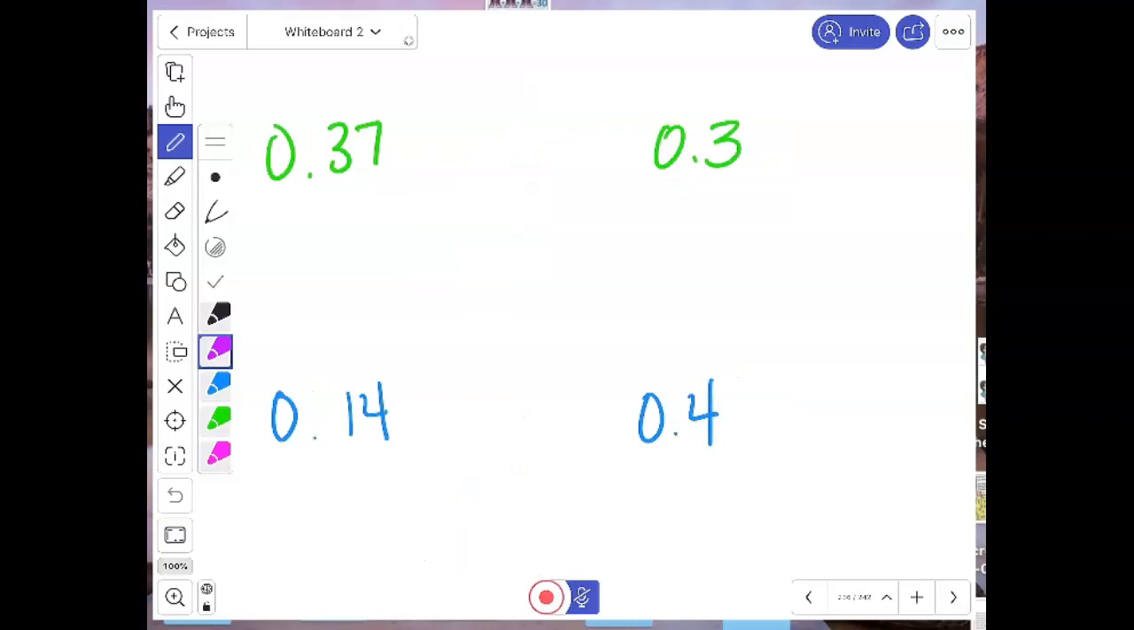Okay, let's do it again. Line them up, stack them up, fill them up, and the last step is fill it if you have to. If you have empty spaces, fill them up with zeros.